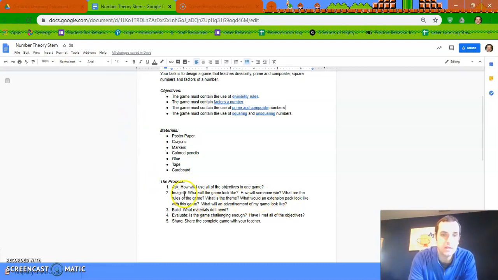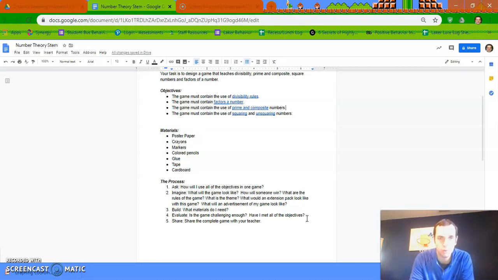So this is the process. You're going to ask, how will you use all the objectives in one game? You're going to imagine, what will the game look like? How will someone win? What are the rules of the game? What is the theme? What would an extension pack look like with this game? And what will an advertisement of my game look like? These are all ways that maybe you will make a game that you could possibly sell at Walmart or Target, which would be super cool.